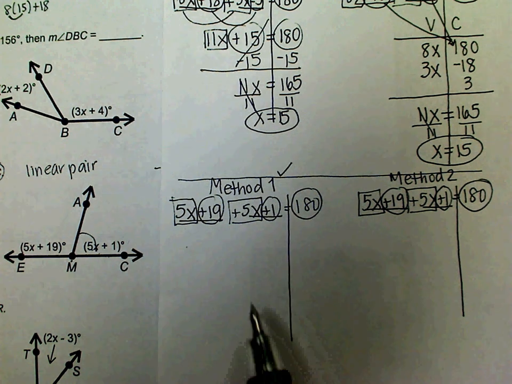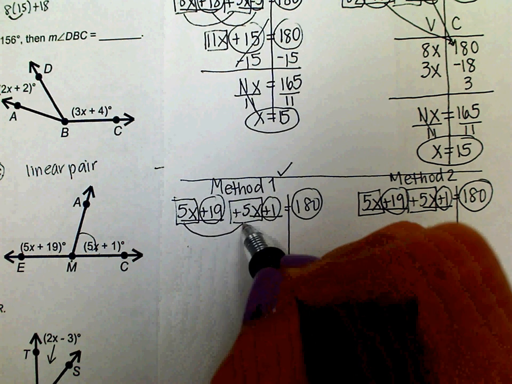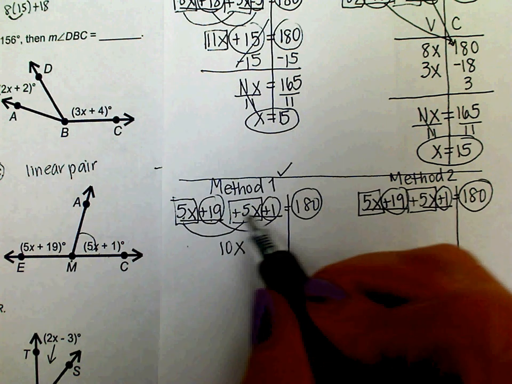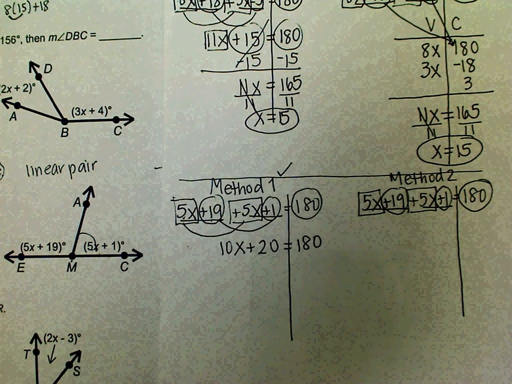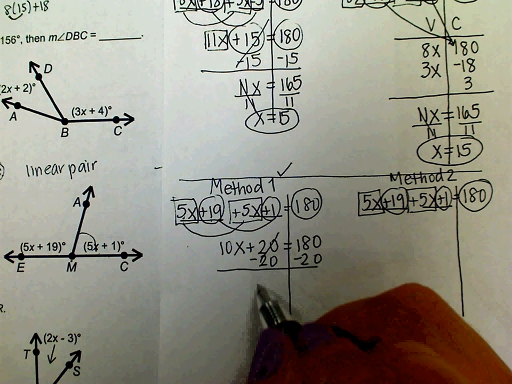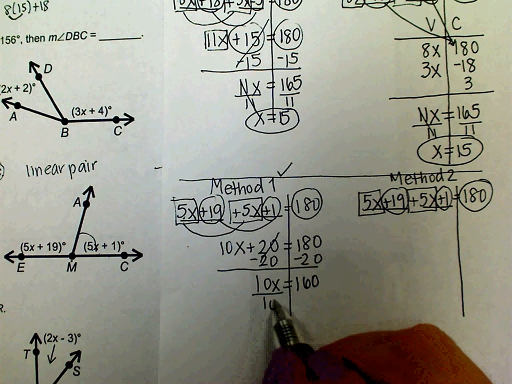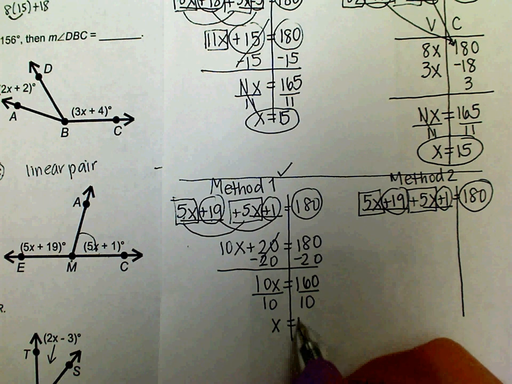Okay, so now for method 1, this is where it's going to be different. Method 1, we combine like terms. So 5x plus 5x happens to be 10x. 19 plus 1 is 20 equals 180. And then you subtract 20 from both sides because those are the constants. Then 10x equals 160. You divide. Did I do that right? Yeah. X should equal 16. Okay?